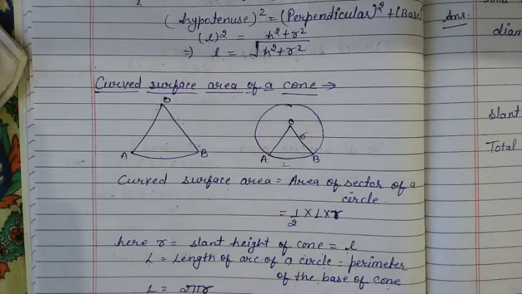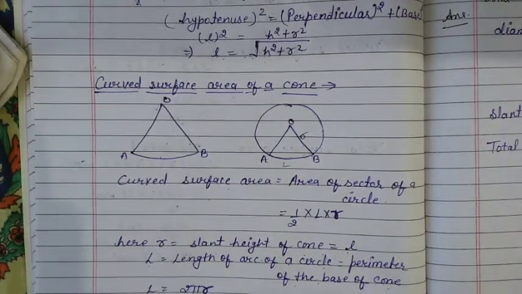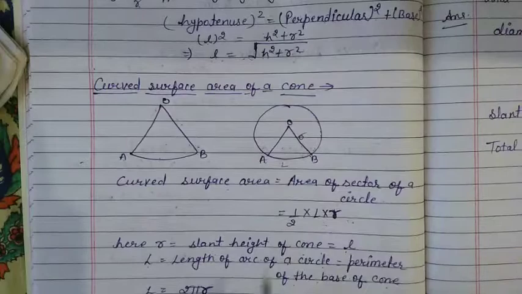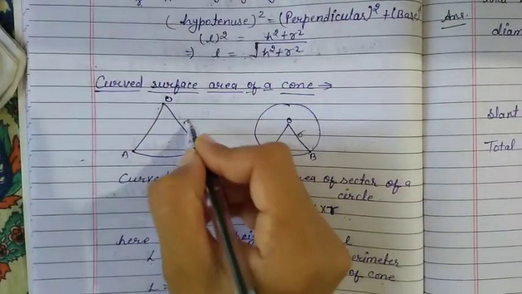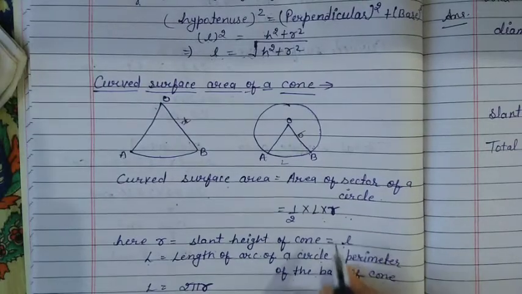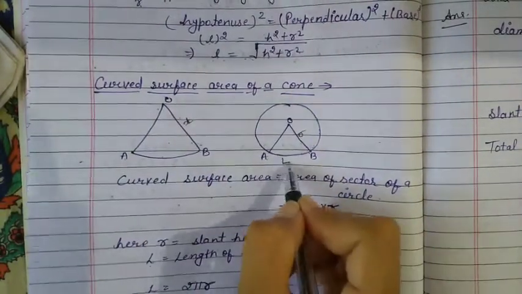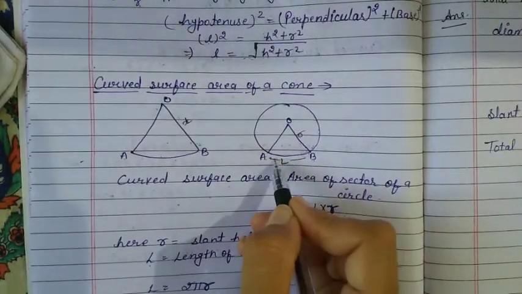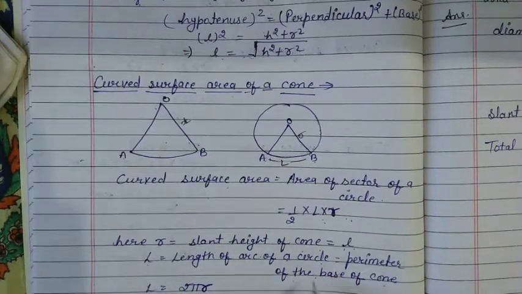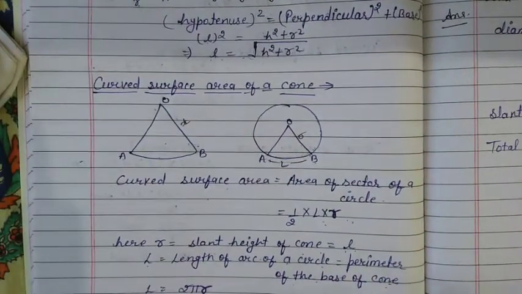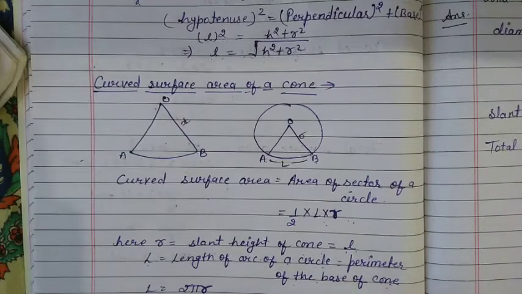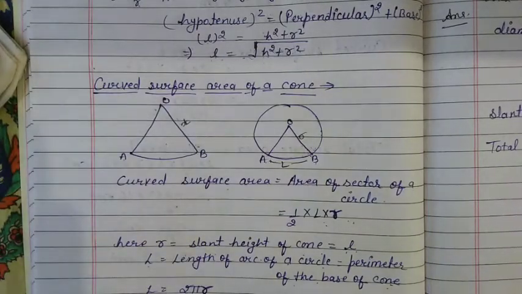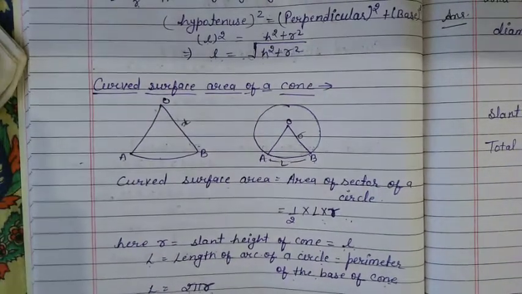Students, the area of a sector of a circle equals 1 by 2 into L into R. This is given in your 15th chapter. Here R equals the slant height, which is L. And capital L is the length of the arc, which equals the perimeter of the base of the cone. The base of the cone is a circle, and the perimeter of a circle equals the circumference of the circle, that is 2 pi r.